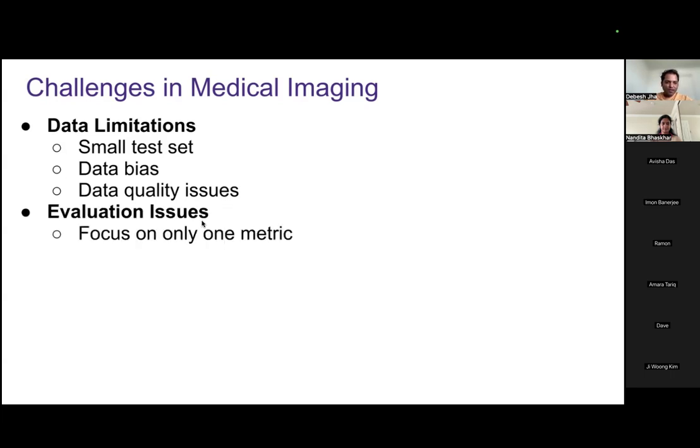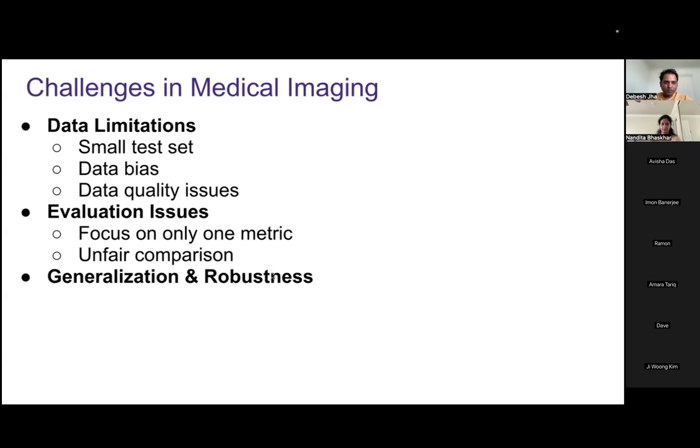And there is also an evaluation issue in the community. For example, most of the papers rely on certain metrics, like one metric, and there is also sometimes unfair comparison. And there are also challenges such as generalization and robustness. For example, models are sensitive to noise and artifacts, so the performance can change abruptly. So we need to develop, for example, robust algorithms.